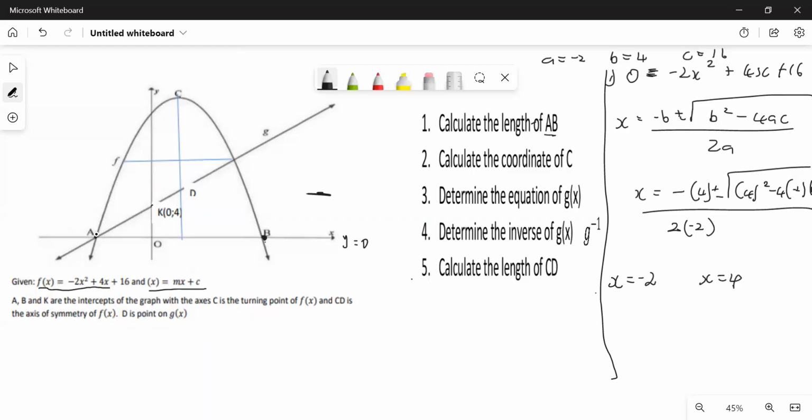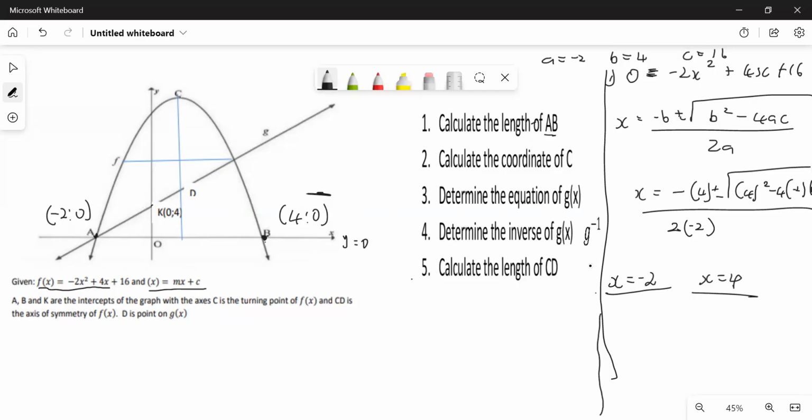Now, you can check which one should be A and which one should be B. So you have 2 values. One of them is going to be the coordinates of A, and one of them is going to be the coordinates of B. If we look at this, A is on the negative side, so our A is going to be minus 2, 0. And then B is on the positive side, so it is going to be 4, 0. Then from here onwards, we can calculate the distance.